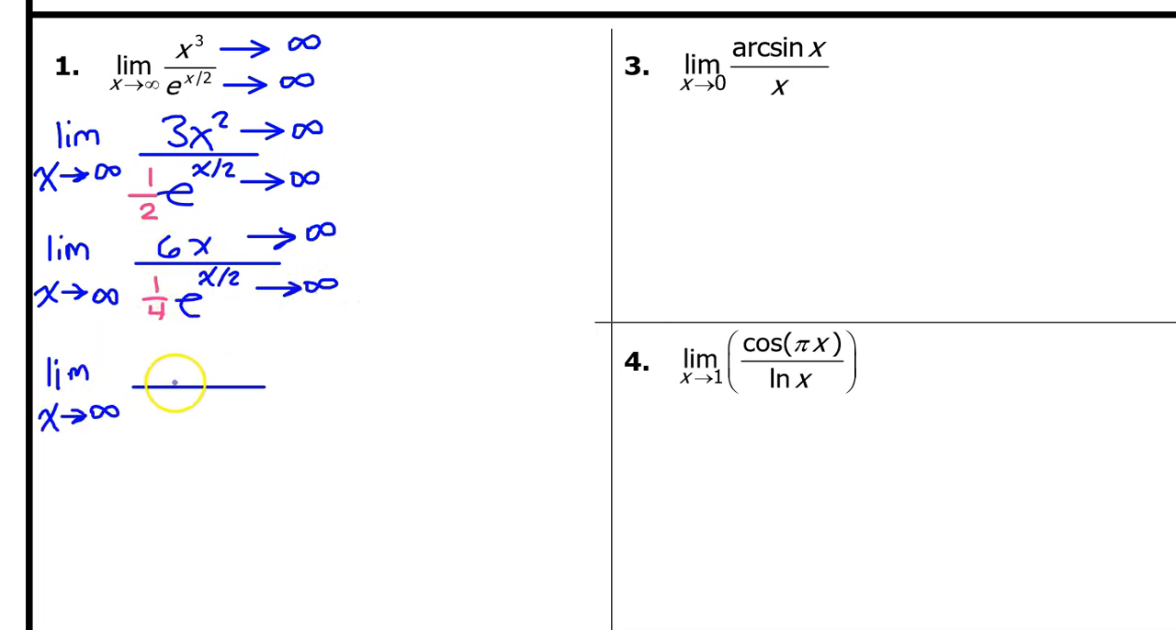The derivative of the numerator is 6. The derivative of the denominator is 1/4 times 1/2 e to the 1/2 x. Multiplying these together, that's 1/8. This time, the denominator approaches infinity, but the numerator is a constant. If the numerator stays constant while the denominator gets bigger and bigger and bigger, the overall value of the expression gets smaller and smaller and smaller, closer and closer to 0. So that's the limit. Now, we had to do L'Hopital's rule 3 times.